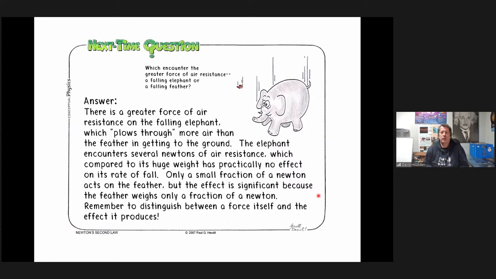Be very careful about these sorts of questions, right? So that one's a little trick. A little trick. Well, it should have been focused on the greater force.